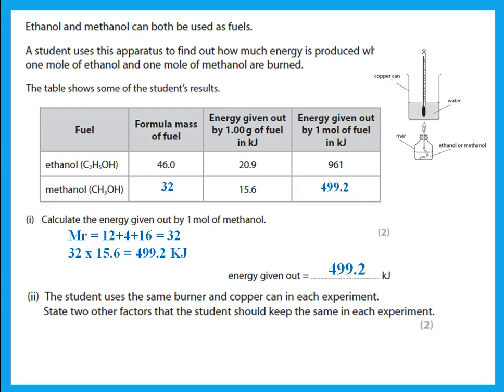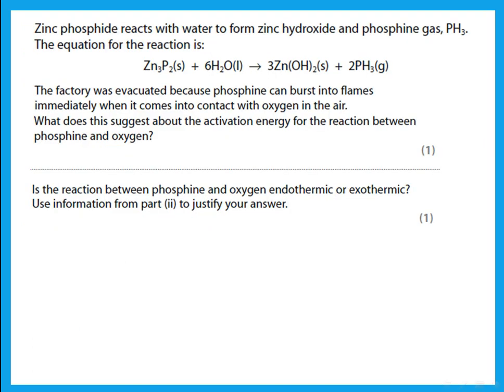The student uses the same burner and copper can in each experiment. So he did it once with ethanol in the burner and once with methanol in the burner. State 2 factors that the student should keep the same in each experiment. So in this case, remember that every time I repeat it, I should use the same volume of water. Another thing would be keep the same distance of flame from the can.